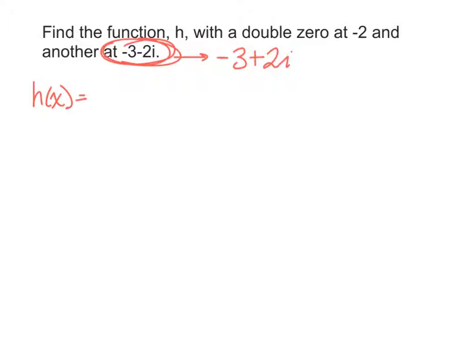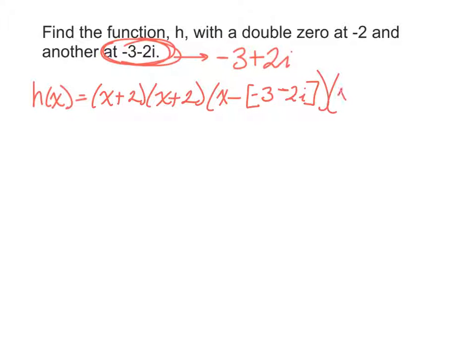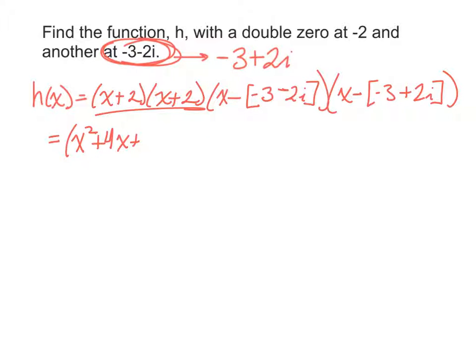Since the first 0 is a double zero at -2, that means the factor is going to be x plus 2 twice. Then, with another 0 of -3 minus 2i, its factor is x minus -3 minus 2i. And its pair is going to be x minus -3 plus 2i. Now this is a lot of multiplying that's going to happen. But from the first two, that's not bad. X squared plus 4x plus 4.